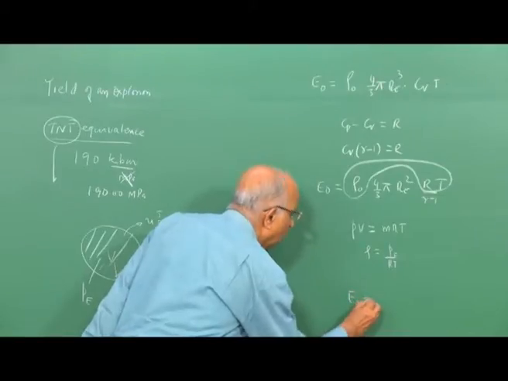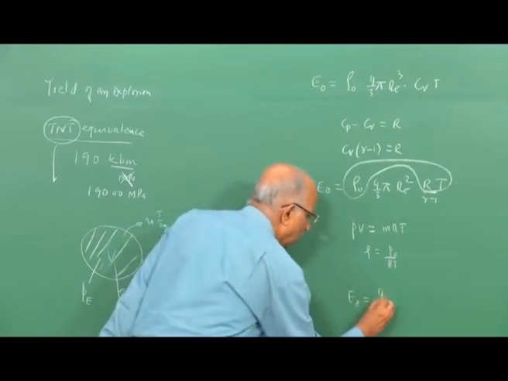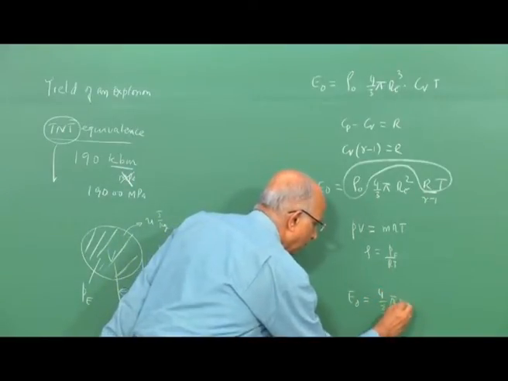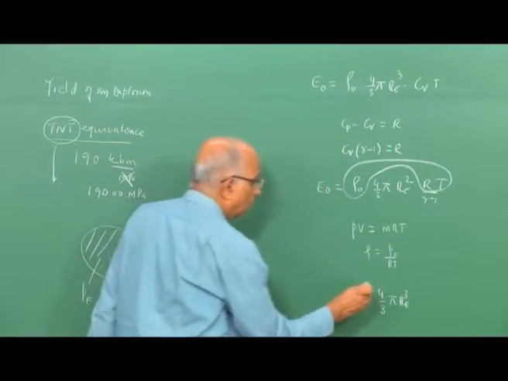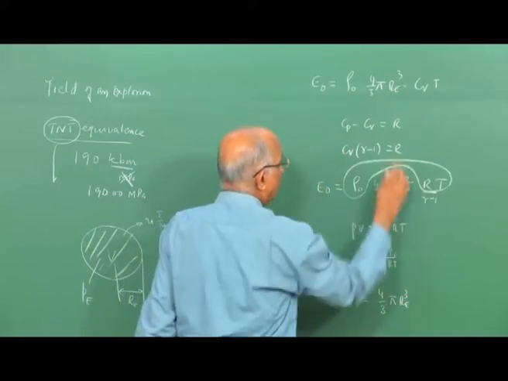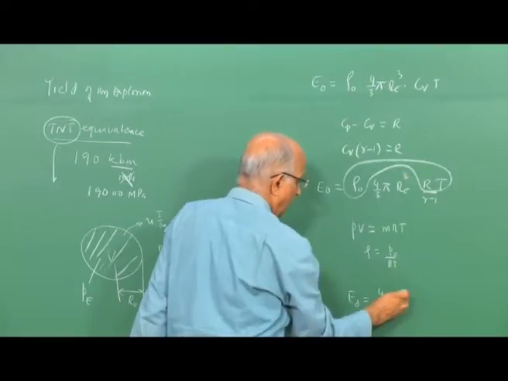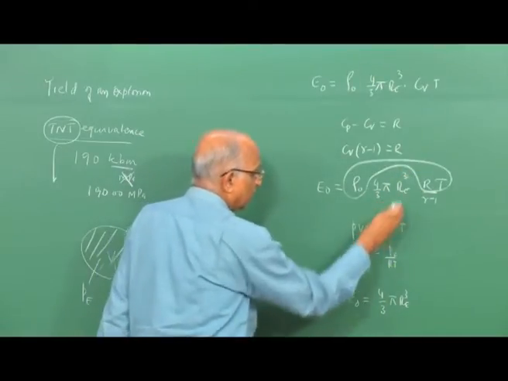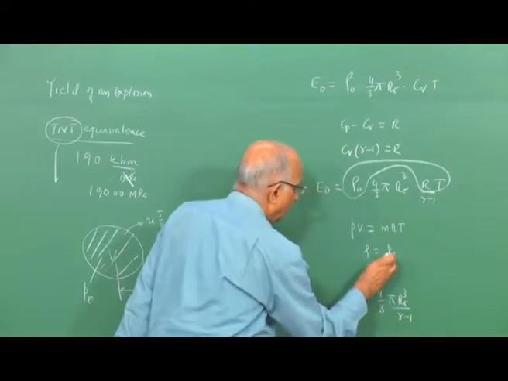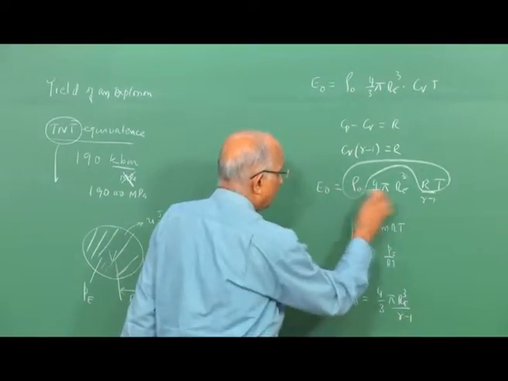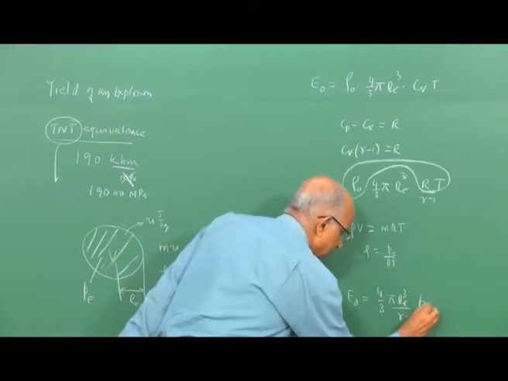Therefore, I can get the value of E0 as equal to 4 upon 3 pi, the radius of my volume, 4 upon 3 pi Re cubed divided by gamma minus 1, into rho 0 RT, which is equal to P. This is my value.